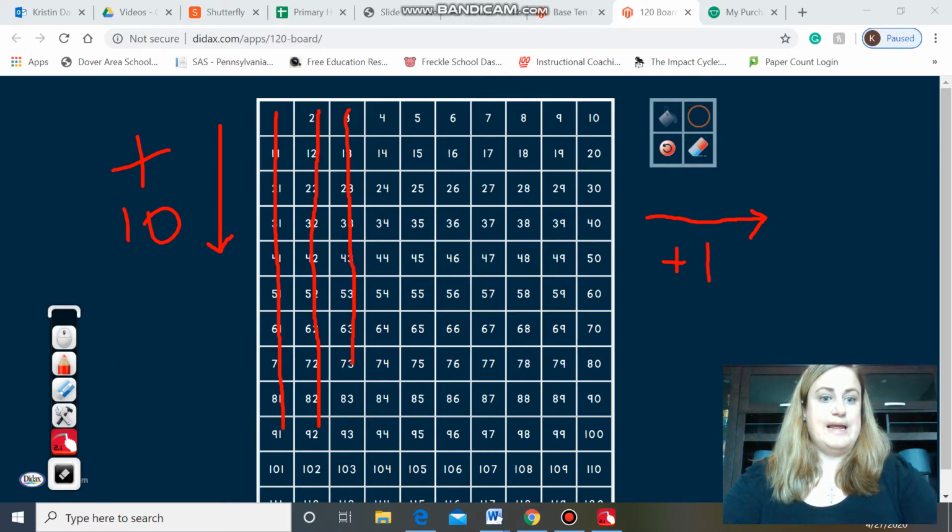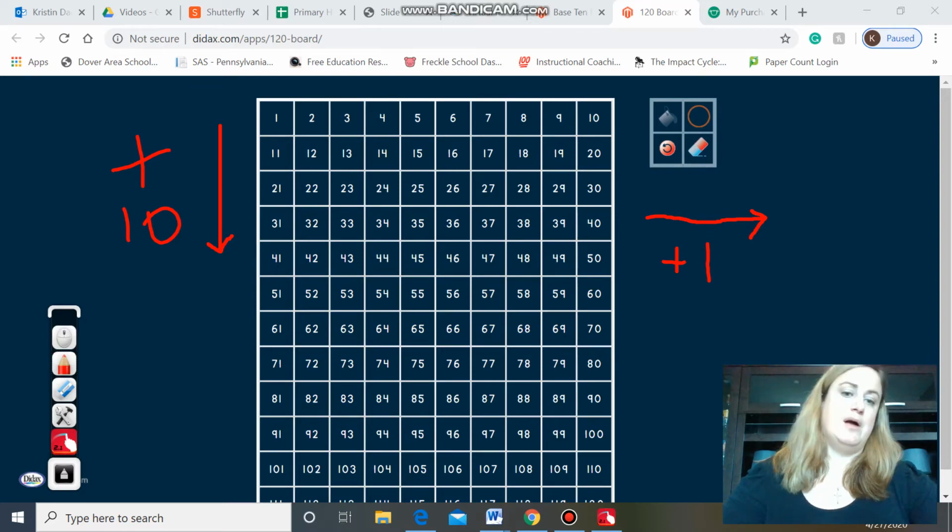All right, today we're going to focus only on adding 10. So I'm going to show you what I mean by using the hundreds chart, and then I'm going to show you quickly by using some base 10 blocks.